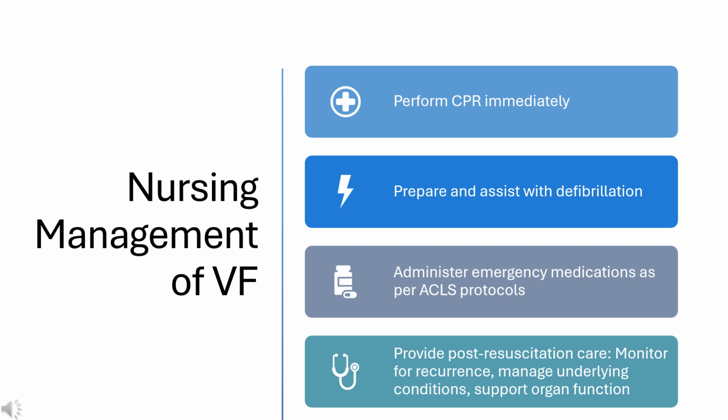Well, start CPR right away. As soon as VFib is identified, or if the patient is found unresponsive with no pulse, initiate high-quality CPR without delay. This action is vital for maintaining blood flow to the brain and vital organs. Ensure that compressions are deep, at least 2 inches for adults, and at a rate of 100 to 120 compressions per minute. Allow complete chest recoil between compressions to maximize venous return.